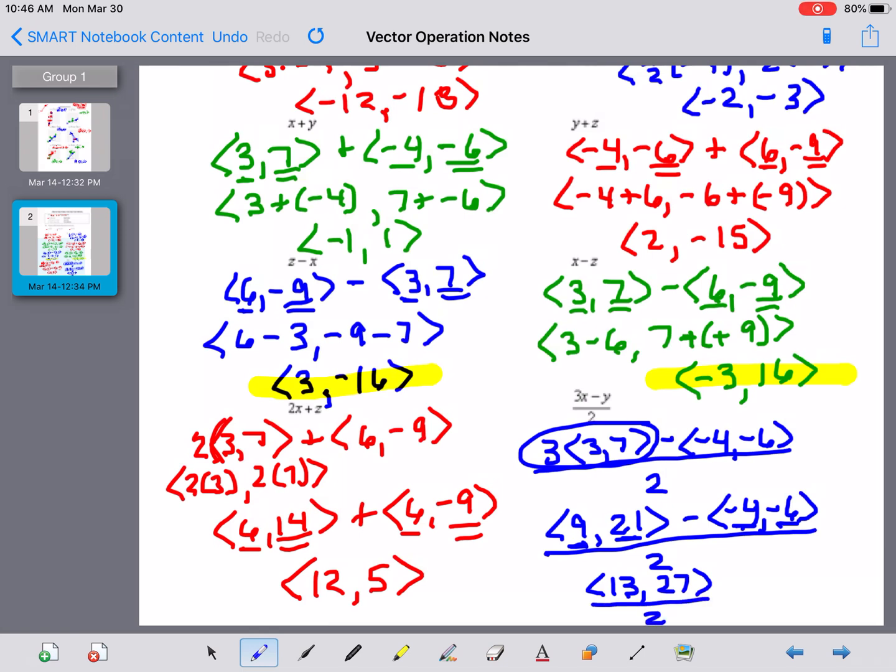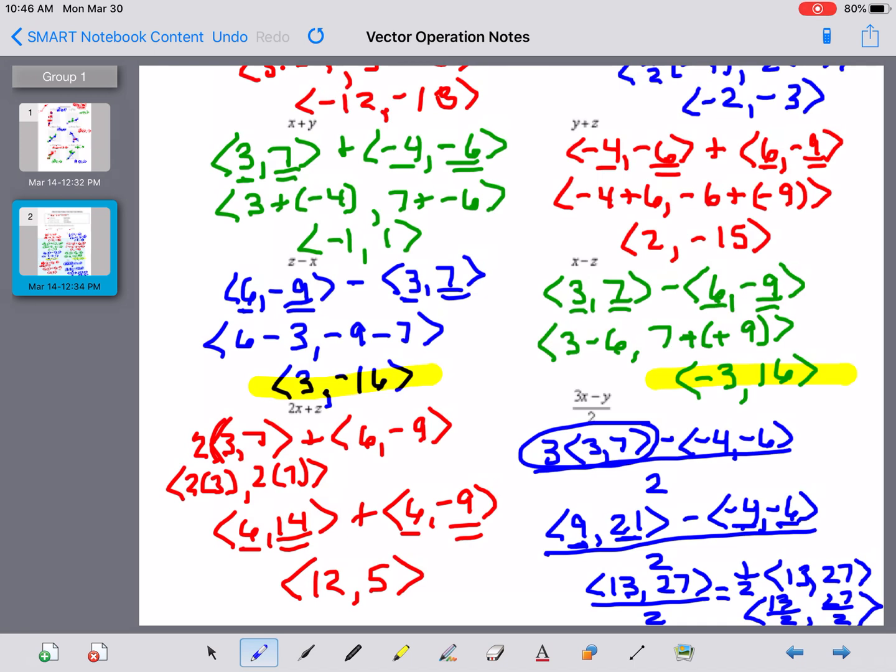All right, so right now I have a vector of 13, 27 and I have a divide by 2. I can also think of that as 1/2 of the 13, 27 vector. And that's a scalar, and I can go ahead and distribute that through. We have two options. You can make them decimals, you can make them fractions. I'm just going to leave it 13 over 2 and 27 over 2. And there's my final and resultant vector on that one.